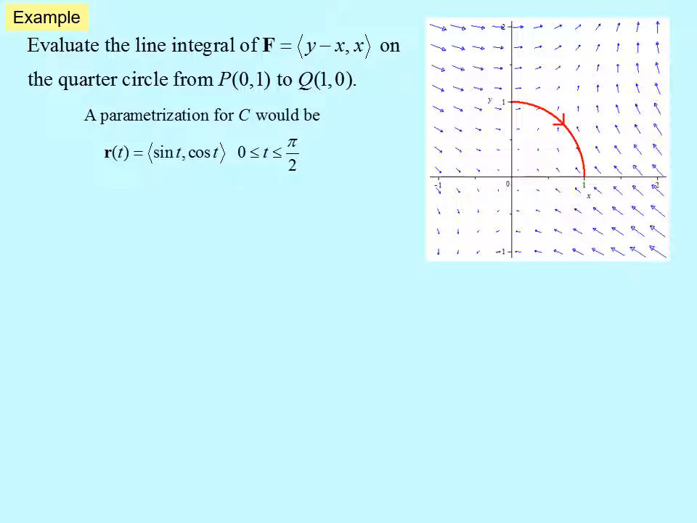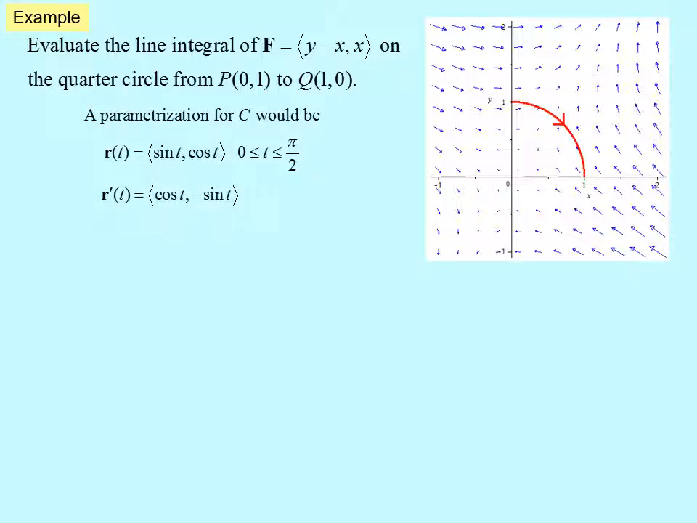Now, this one's not so hard since we are talking about a circle. Remember, however, we have to get the direction right. So we'll use the parameterization r equals sine t, cosine t. That's the one that goes clockwise. If you reverse those, cosine t, sine t, you'd be going counterclockwise. And as you can see from our picture, we're going from 0 to pi over 2.